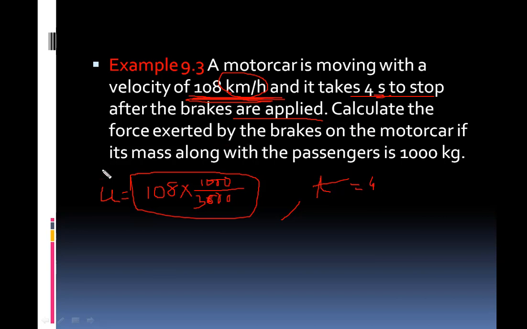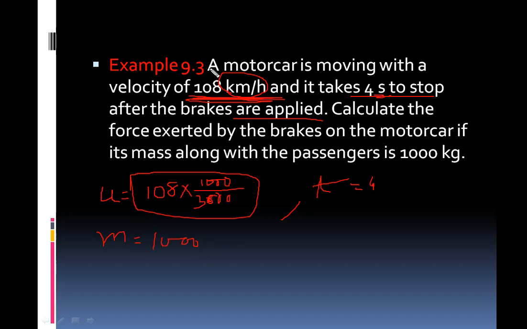Calculate the force exerted by the brakes on the motor car if the mass along with the passenger is 1000 kg. Here mass along with passenger. Passengers are sitting inside the motor car. Okay, they are not flying over the motor car. Okay, so we include all the masses. So mass is 1000 kg. This is also very easy question.